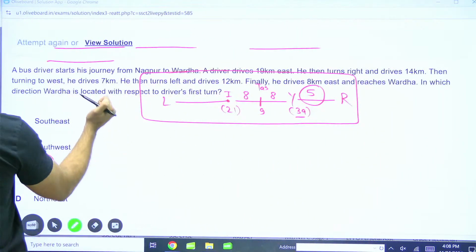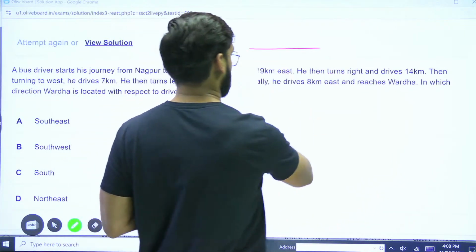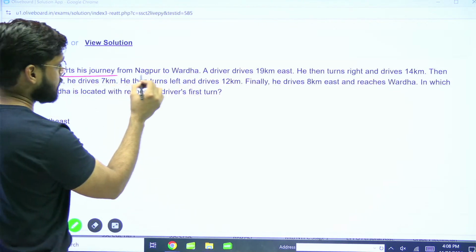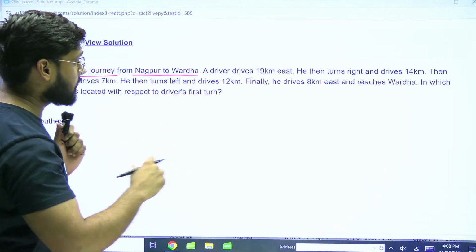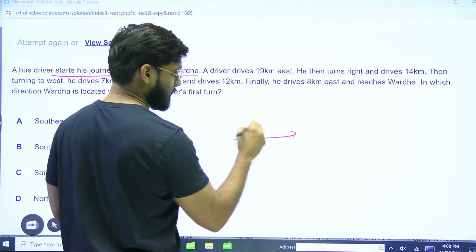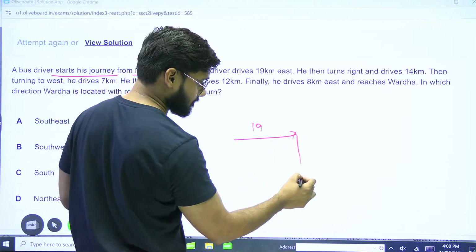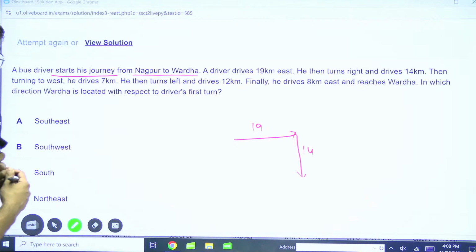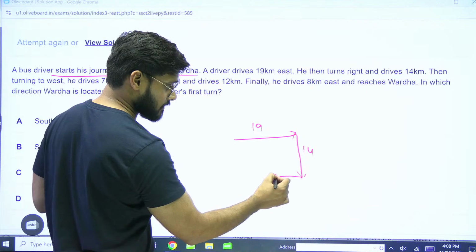The fourth question on our screen is from the direction chapter. The question is, a bus driver starts his journey from Nagpur to Wardha. From Nagpur to Wardha, a driver drives 19 km east. He then turns right and drives 14 km. Then turning west, he drives 7 km. West means like this, and he is going 7 km.